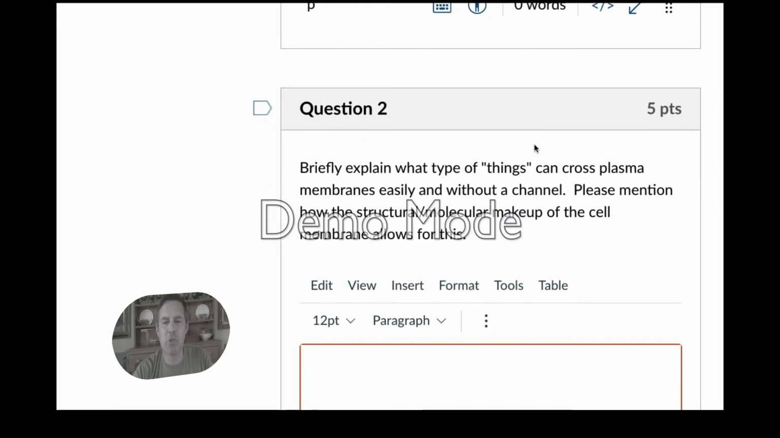And question number two: please explain what type of things can cross plasma membranes and their structural molecular makeup that allows for this. Gases, which are small molecules, and lipid molecules can easily cross the plasma membrane without a channel. The other way of saying it, large polar molecules or charged atoms, which are known as ions, cannot. So I was just looking for small molecules such as gases and lipid-based molecules, which are nonpolar and lipophilic.